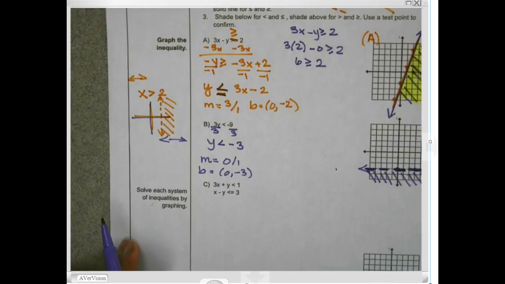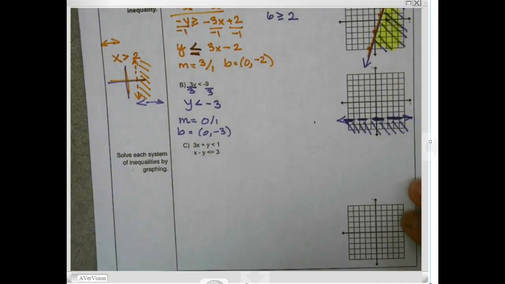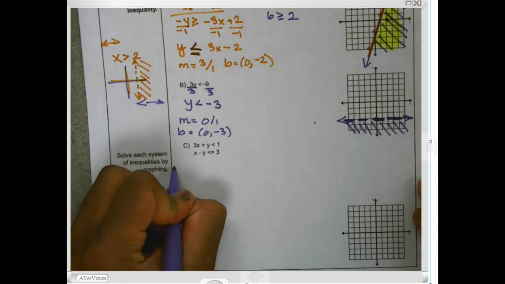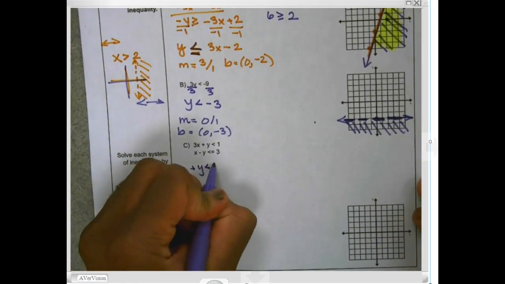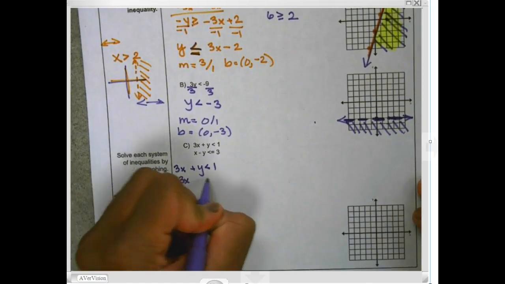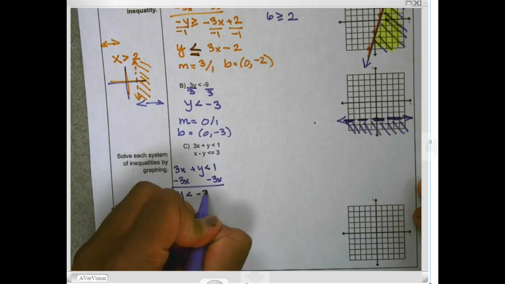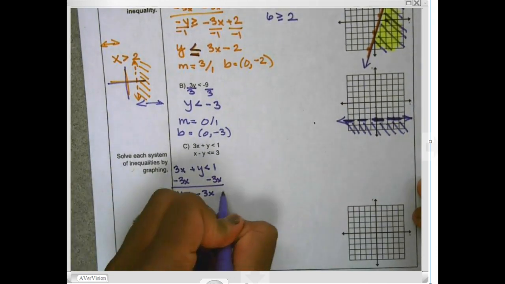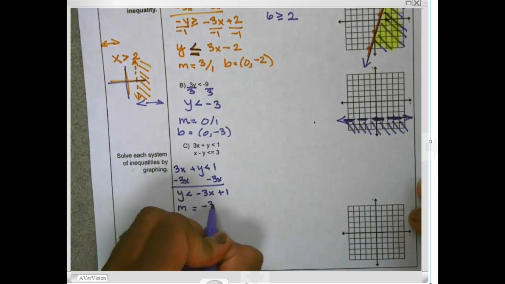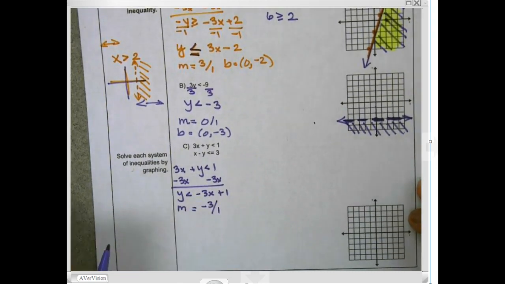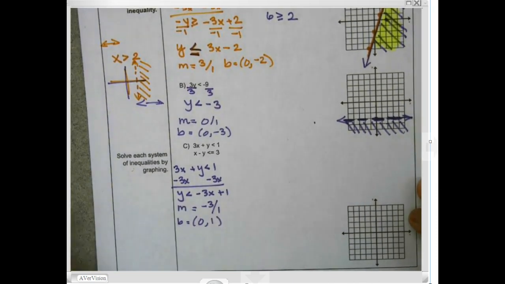Okay, one more, my pretties, one more. I'm going to take these two equations separately. So first, 3x plus y is less than 1. I'm going to do what I just did and go ahead and get it in slope-intercept form by subtracting 3x to both sides. And I know that my slope is -3 as a fraction over 1. My y-intercept is 0, 1. Cool.